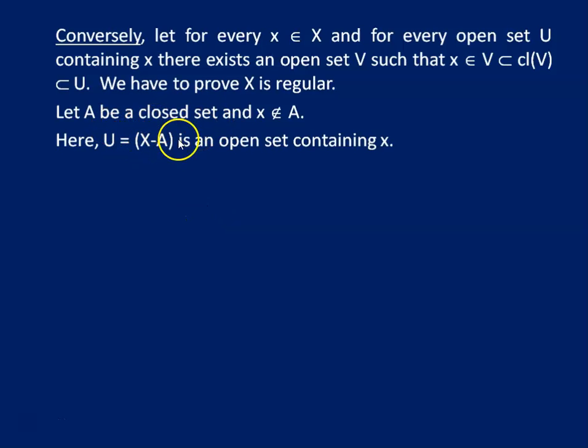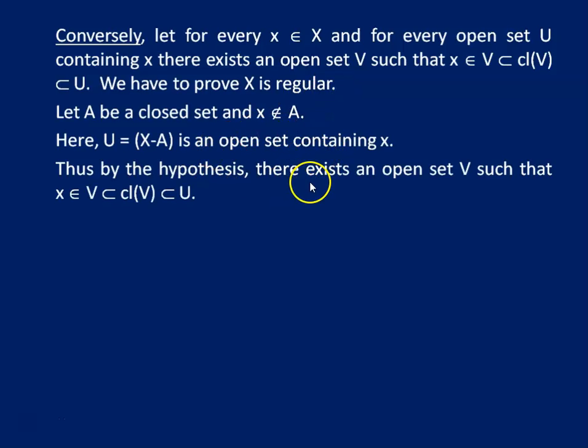Since A is a closed set, complement of A is open. So here let us say U is equal to X minus A is an open set containing x, because x doesn't belong to A, so x belongs to complement of A. And our complement of A is an open set and we took it as U. So U is an open set containing the point x. Now by the hypothesis, there exists an open set V such that x belongs to V and V is a subset of closure of V is a subset of U.